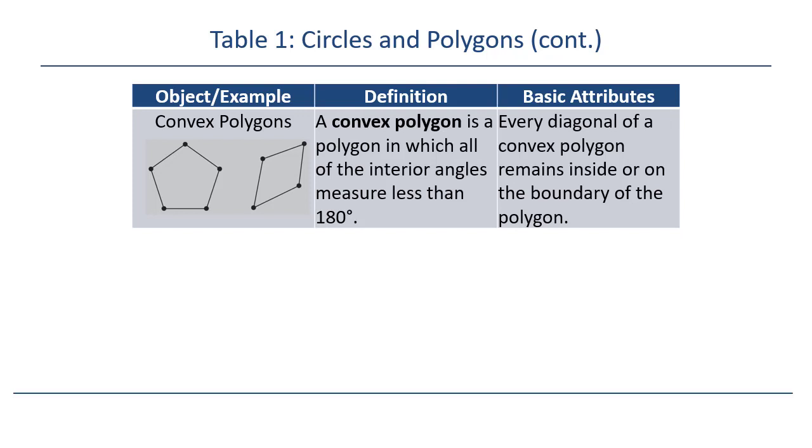So, a convex polygon is just a polygon in which all of the interior angles measure less than 180 degrees. So you don't have any obtuse angles. Remember we talked about acute and obtuse, and then we also have things that are bigger than 180, which is not an obtuse, it's just bigger than 180, right? So basically, convex just means you don't have any Pac-Man shapes.